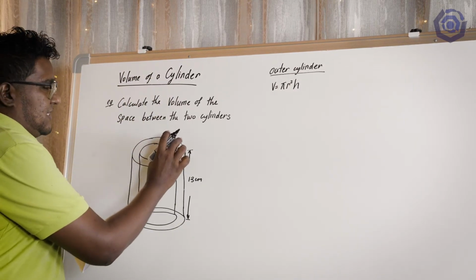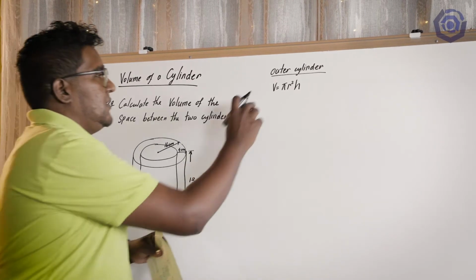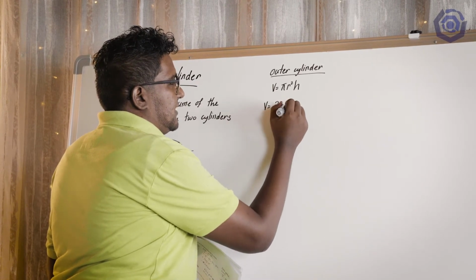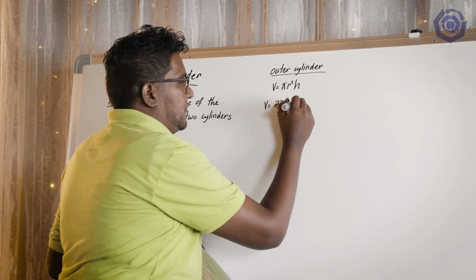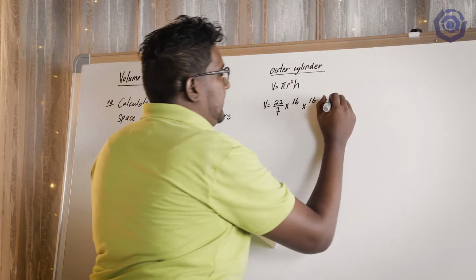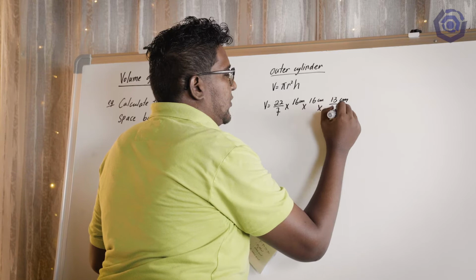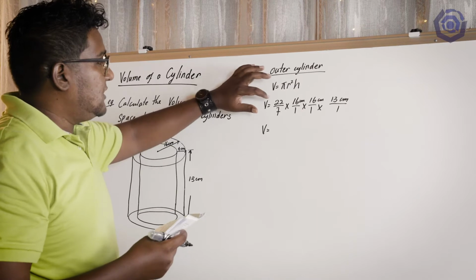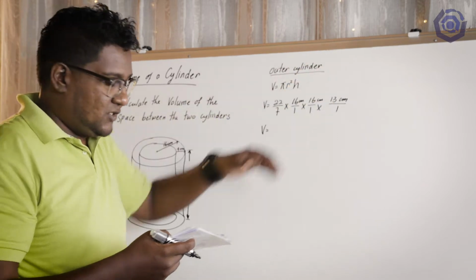The 16 cm that is given here would be the radius, and we have a height of 13. So let's substitute. V is equal to pi, which is 22 over 7, multiplied by r squared. That's going to be 16 times 16 times the height, which is 13 cm. So we put them over 1 to make them into fractions. V is equal to, we multiply all our numerators. That's going to be 22 times 16 times 16 times 13.